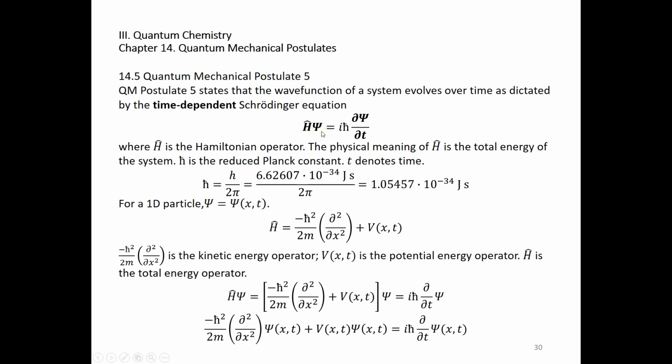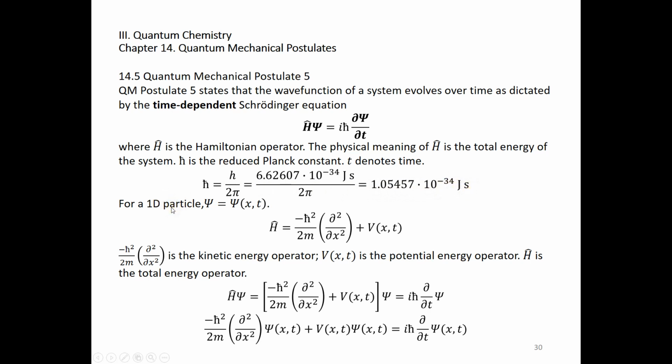Psi is the wave function. i is the square root of -1. h bar is the reduced Planck constant. h bar equals h over 2 pi. Delta psi over delta t is the first derivative of the wave function psi with respect to time. h bar is roughly 10 to the power of -34 joule second.